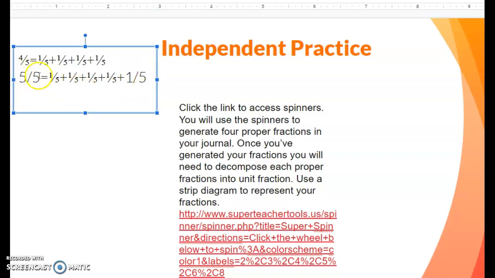And as you can see, the denominators are like denominators and the numerators are still the same. 1 plus 1 plus 1 plus 1 plus 1 equals 5. So 5/5 is equal to 1 whole.